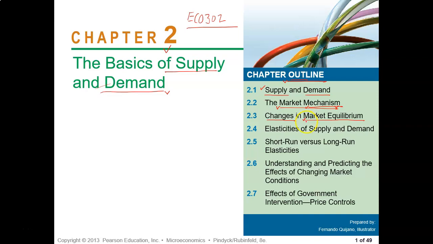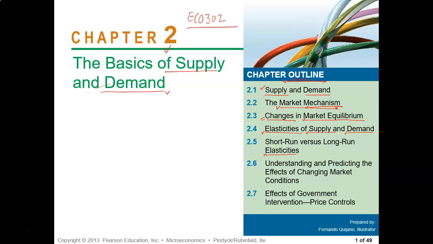You know that when demand or supply curves shift, then we will go to a new equilibrium. We will study that in the third topic of the chapter, the adjustment process. Then in the fourth topic we study elasticity, right? So we will define elasticity and study different types of elasticity, for both price elasticity of supply and price elasticity of demand. Then we discuss the long run and short run elasticity.